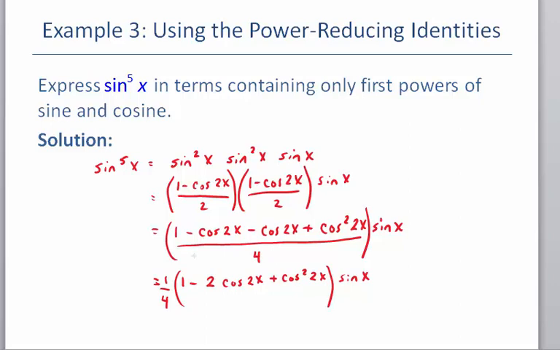For my next step, I'm going to distribute the sine through the parentheses so that I can get rid of that parenthesis. So I'm going to have 1/4 staying on the outside, and I'm going to multiply sine times each of these three terms. So sine x times 1 is just going to be sine x. Sine x times 2 cosine 2x is going to be 2 sine x cosine 2x. And then the last term is going to be sine x times cosine squared 2x.